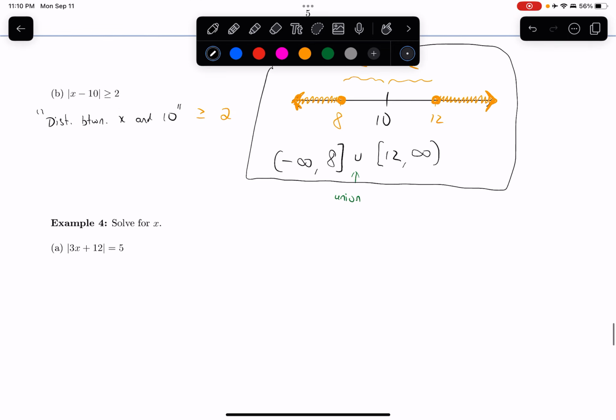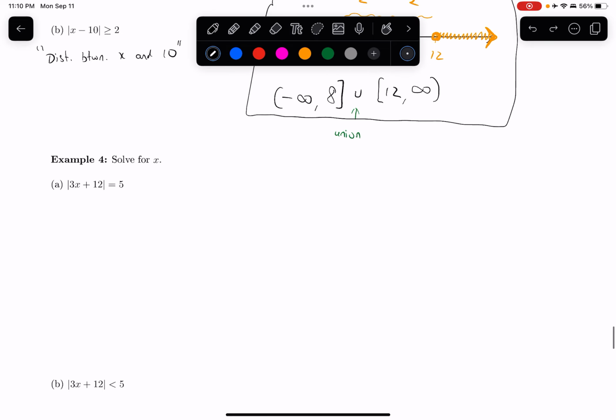Okay, so now this time, let's up the difficulty a little. Let's throw a coefficient in front of the x. Okay, so absolute value of 3x plus 12 equals 5. Okay, so what I'm going to do first is if there's a coefficient like that in front of the x, let's factor it out.